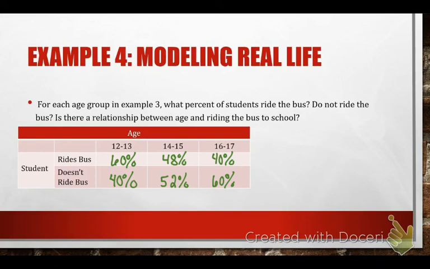Why do you think that's the case? Because they're driving. So what kind of relationship is that? As the age increases, the number of students riding the bus decreases. That's a negative relationship. Anytime it asks you for the relationship, it's asking you whether it's negative or positive, or if there's no connection at all. Obviously that makes sense because more of them are driving. So the number of students riding the bus would decrease. Any questions? Okay, that's it for your lesson for today.